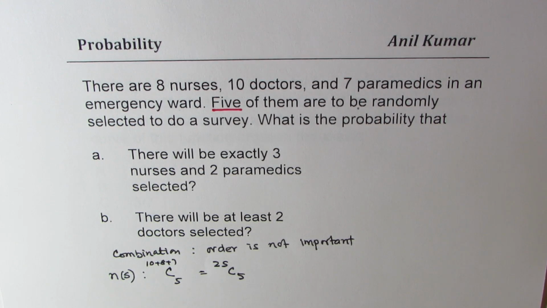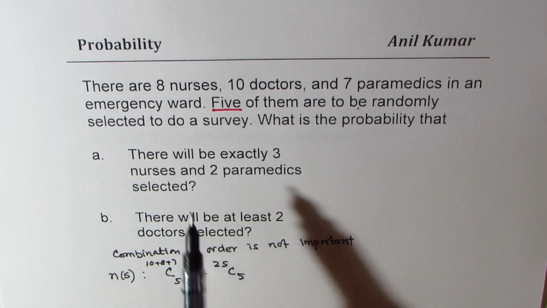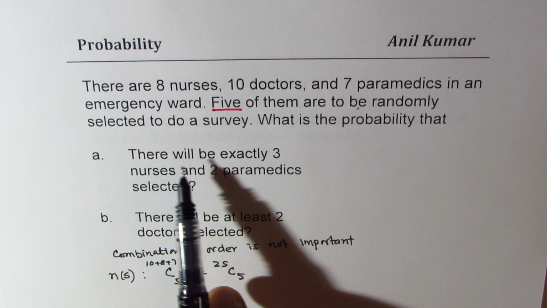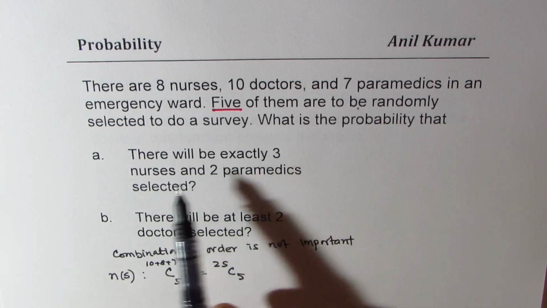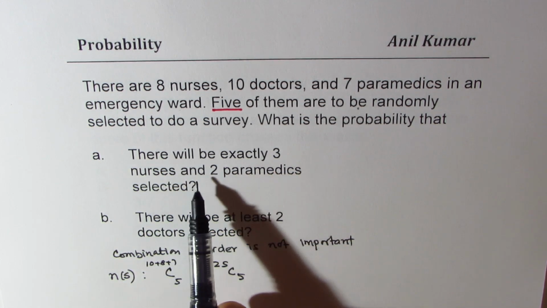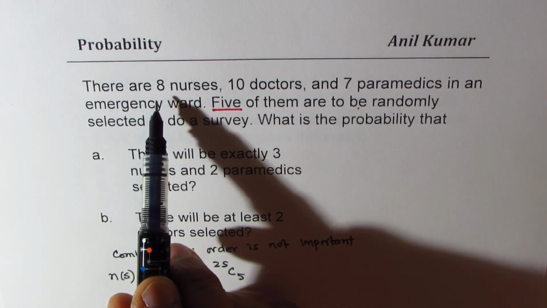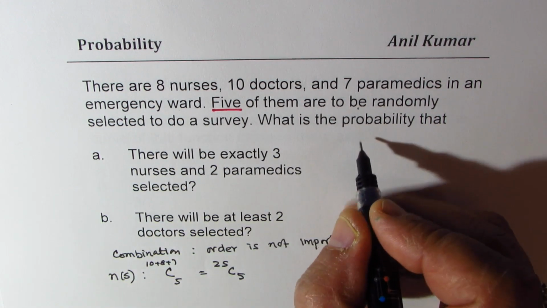Correct? So that is the denominator for our cases. Now, let's look into what is the favorable. There will be exactly 3 nurses. So out of 5, 3 nurses and 2 paramedics. How many nurses are there? 8. So you are making selection.